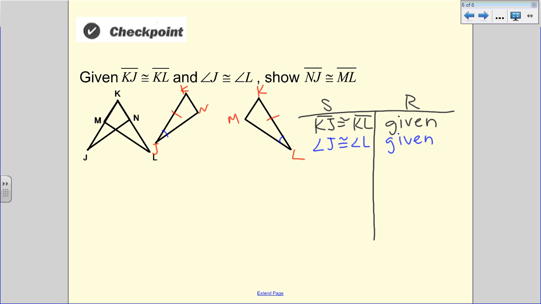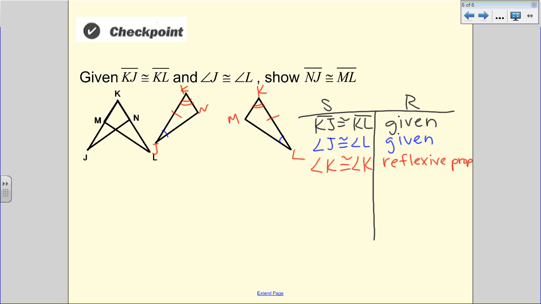Well, what we need to look for next is the fact that they had something that overlapped. That overlapping is going to be our reflexive property. And so what overlaps? When I look at my two diagrams, what do they have in common? Well, what they share is this K. So they shared an angle. So I'm going to say that angle K is congruent to angle K.